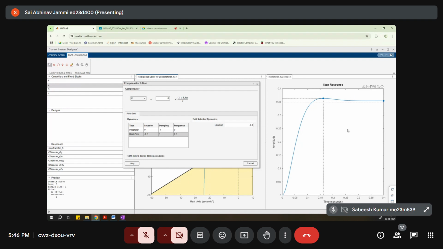What is happening to my plot? That I'll see. For a given value of the location of the real zero, as I change this Ki value, how is my plot getting affected? Earlier, if you see, there was a peak and a long stretch to get to the settling value. So what I did, I made the location of the real zero closer to the origin, right? That resolved my problem. So that's how you do it.